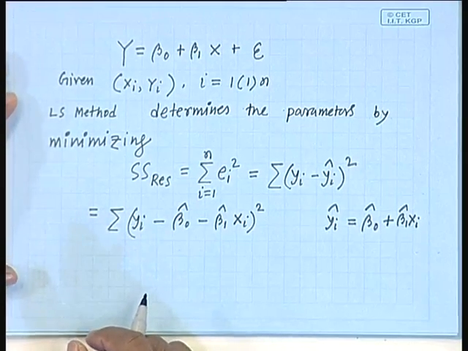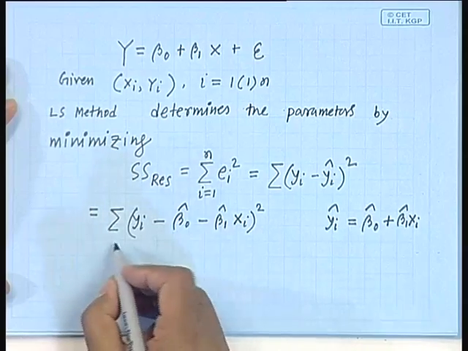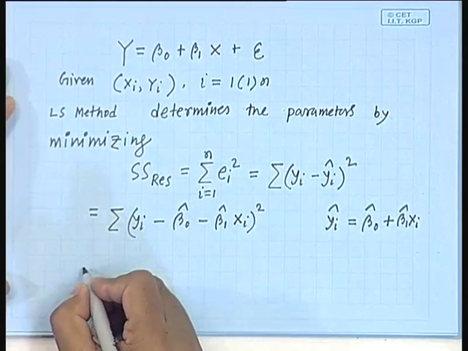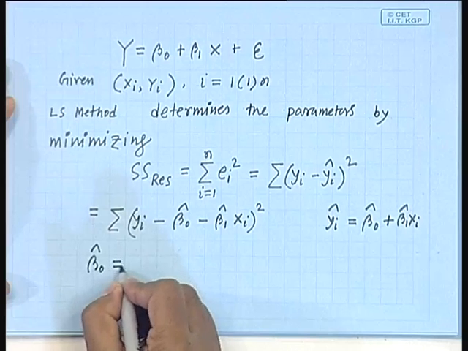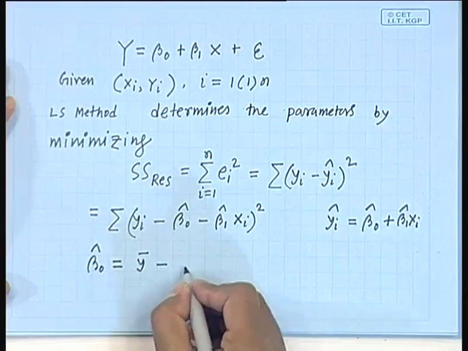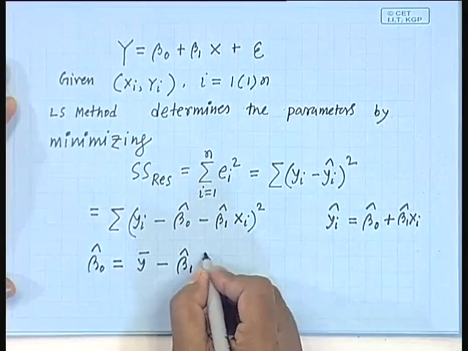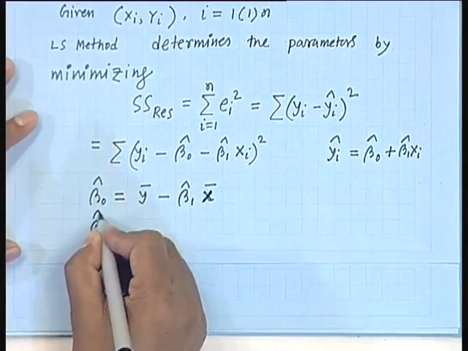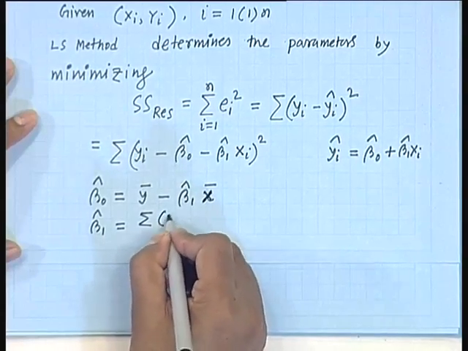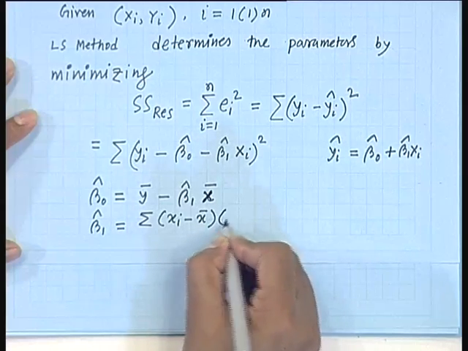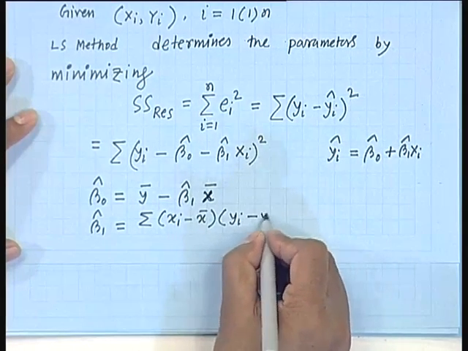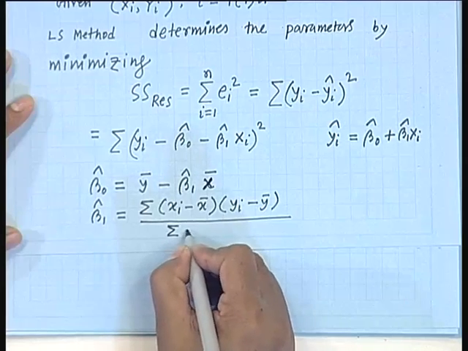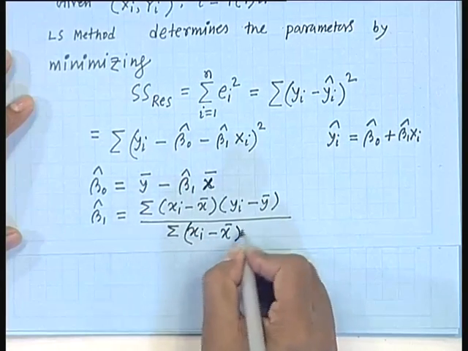Okay, so we learned that this SS residual, or residual sum of squares, is minimum when beta naught hat is equal to y bar minus beta 1 hat x bar, and beta 1 hat is equal to the summation of xi minus x bar times yi minus y bar, divided by the summation of xi minus x bar whole square.